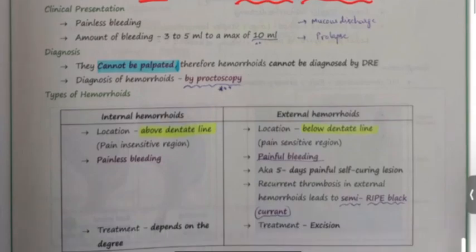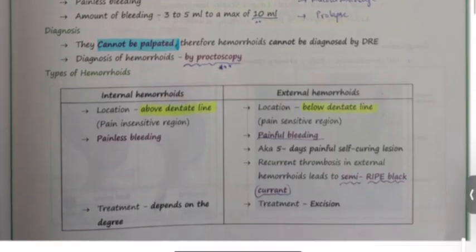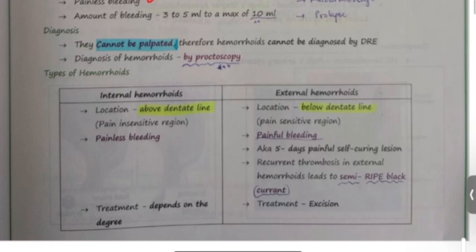Okay. So clinical presentation, how will the patient present to us? He'll usually present with painless bleeding, and the amount of bleeding will be usually 3 to 5 ml and maximum 10 ml at a time, not more than that. Along with that, there can be mucosal discharge and all.